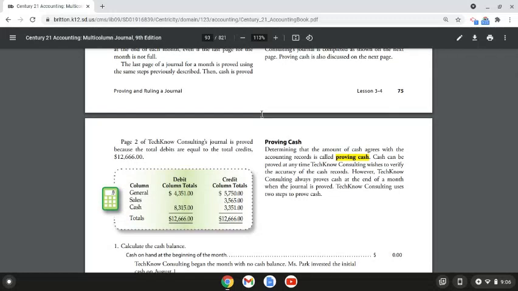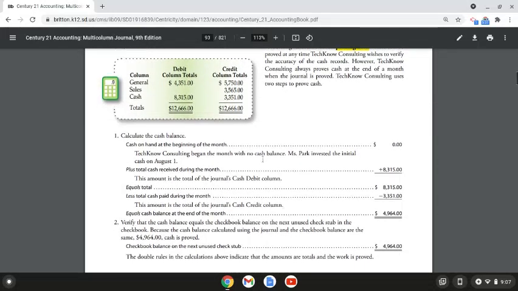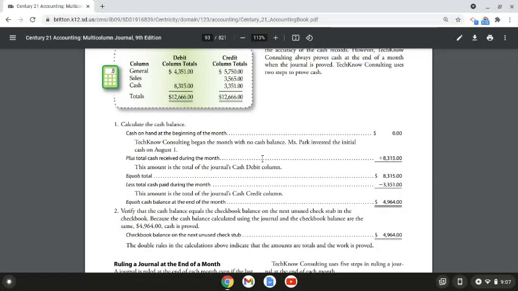Okay, next we'll be talking about proving cash. Proving cash is determining that the amount of cash agrees with the accounting records. So what we're going to be doing in this next part is proving cash. It says that the checkbook balance on the next unused check stub is $4,964. Well, the first thing that we have to do is calculate the cash balance.